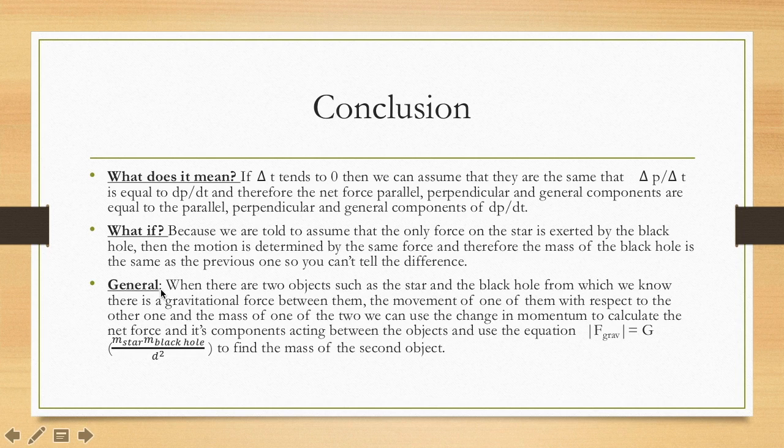And in general, when we have two objects, such as the star and the black hole, between which we know there is a gravitational force, we can use the movement of one of them with respect to the other one, the mass of one of the two, and the change in momentum to calculate the net force and the components, and use all this to find the mass of the second object. That is how we were able to find the right mass of the black hole in this case.